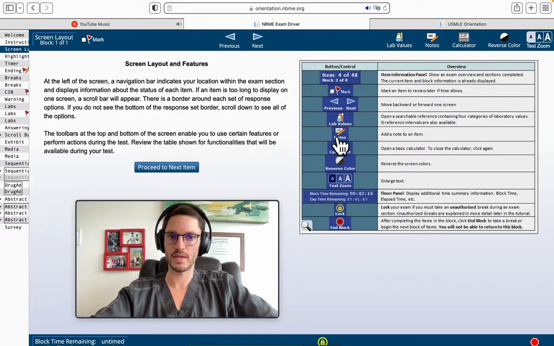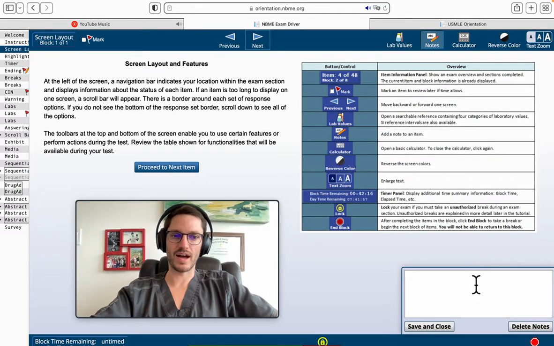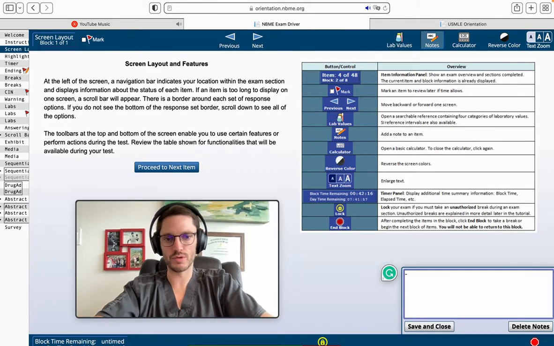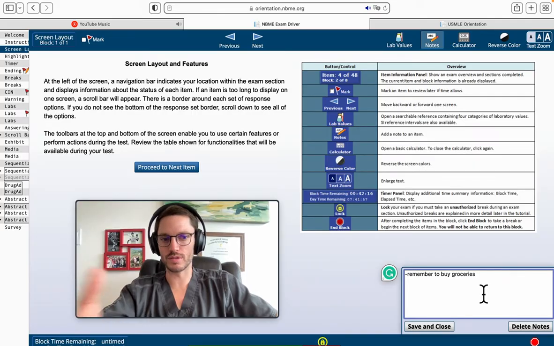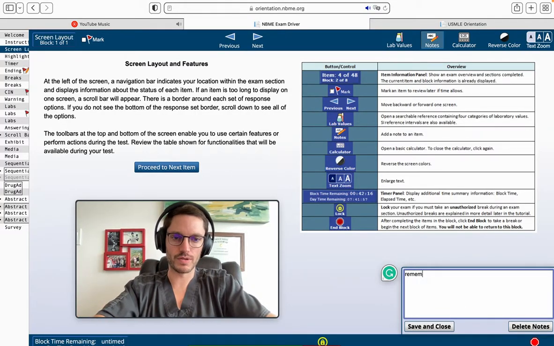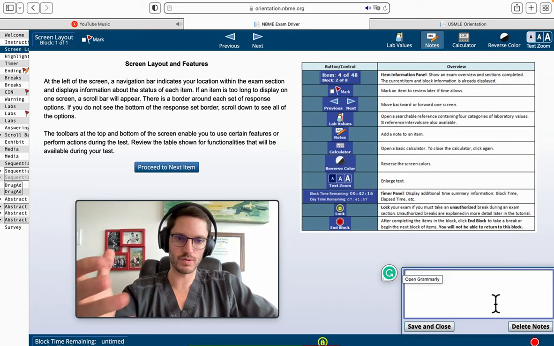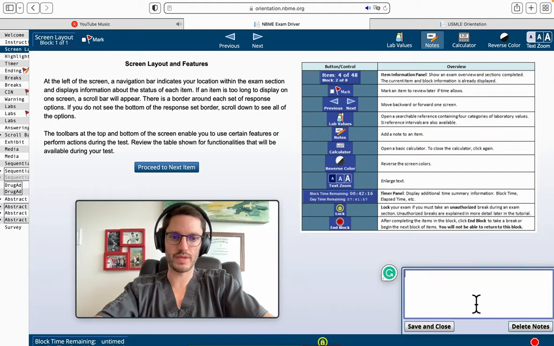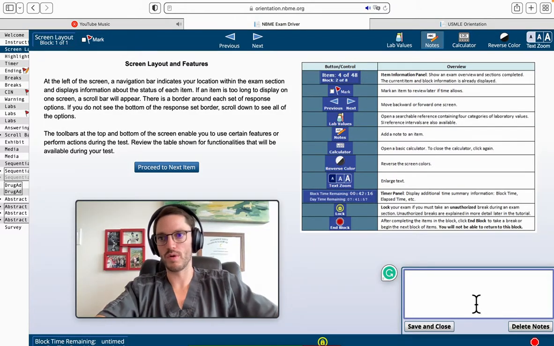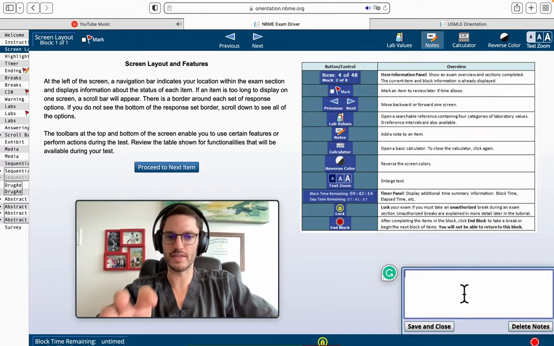We already saw the labs, the notes, we already know how to use them. I really don't know why you will be typing notes here. Remember to buy groceries. You won't be doing that in the actual exam because you probably don't need notes. Or remember to study. No, you're in the exam. You probably won't need the notes. I'm not sure if you use them. Some people would. So the only utility I find in these notes is using it as a surrogate or as another way of double marking a question.